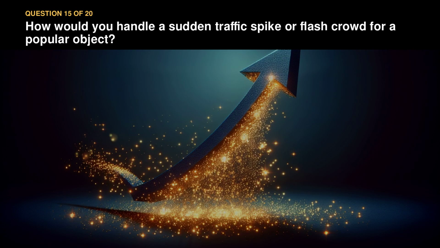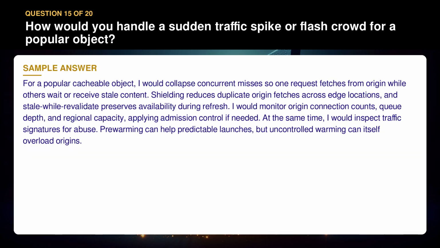Question 15. How would you handle a sudden traffic spike or flash crowd for a popular object? For a popular cacheable object, I would collapse concurrent misses so one request fetches from origin while others wait or receive stale content. Shielding reduces duplicate origin fetches across edge locations, and stale while revalidate preserves availability during refresh. I would monitor origin connection counts, queue depth, and regional capacity, applying admission control if needed.